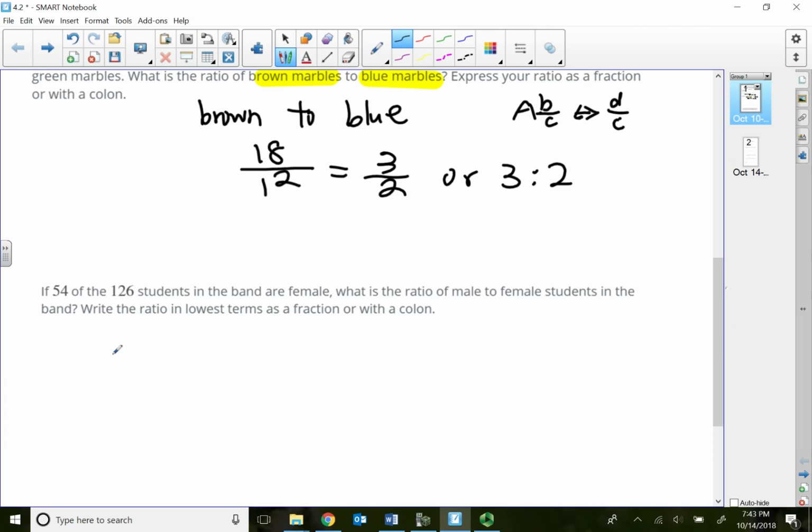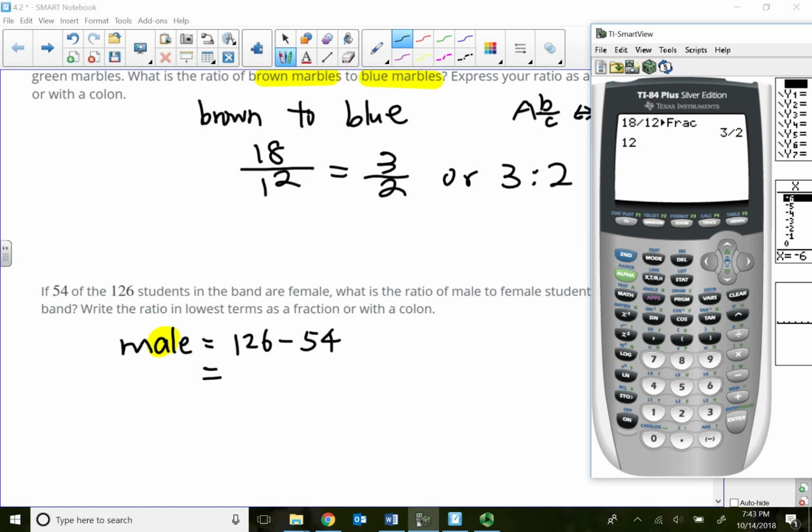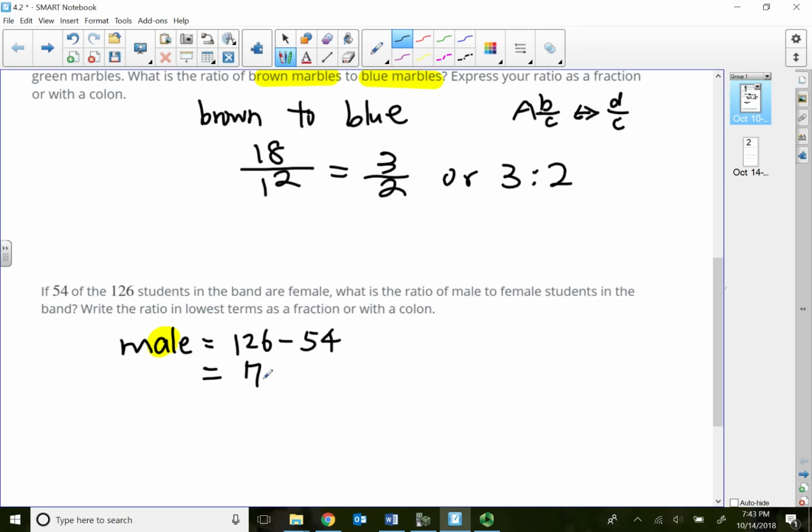The males have got to be 126 minus the female, 126 minus 54, so the males are 72. What is the ratio of male compared to female? Male and female are both people, so we compare between the same type. So this particular problem is considered a ratio problem.